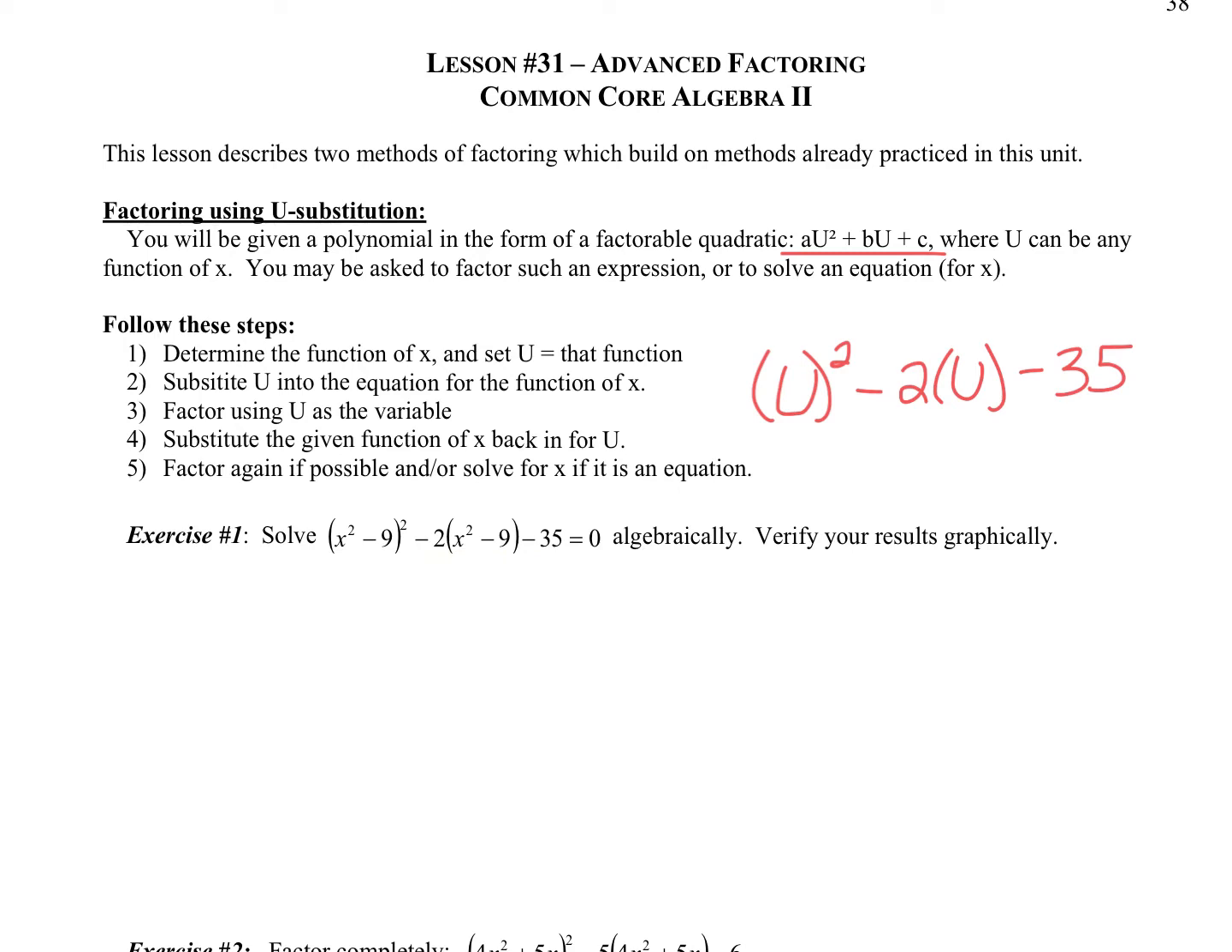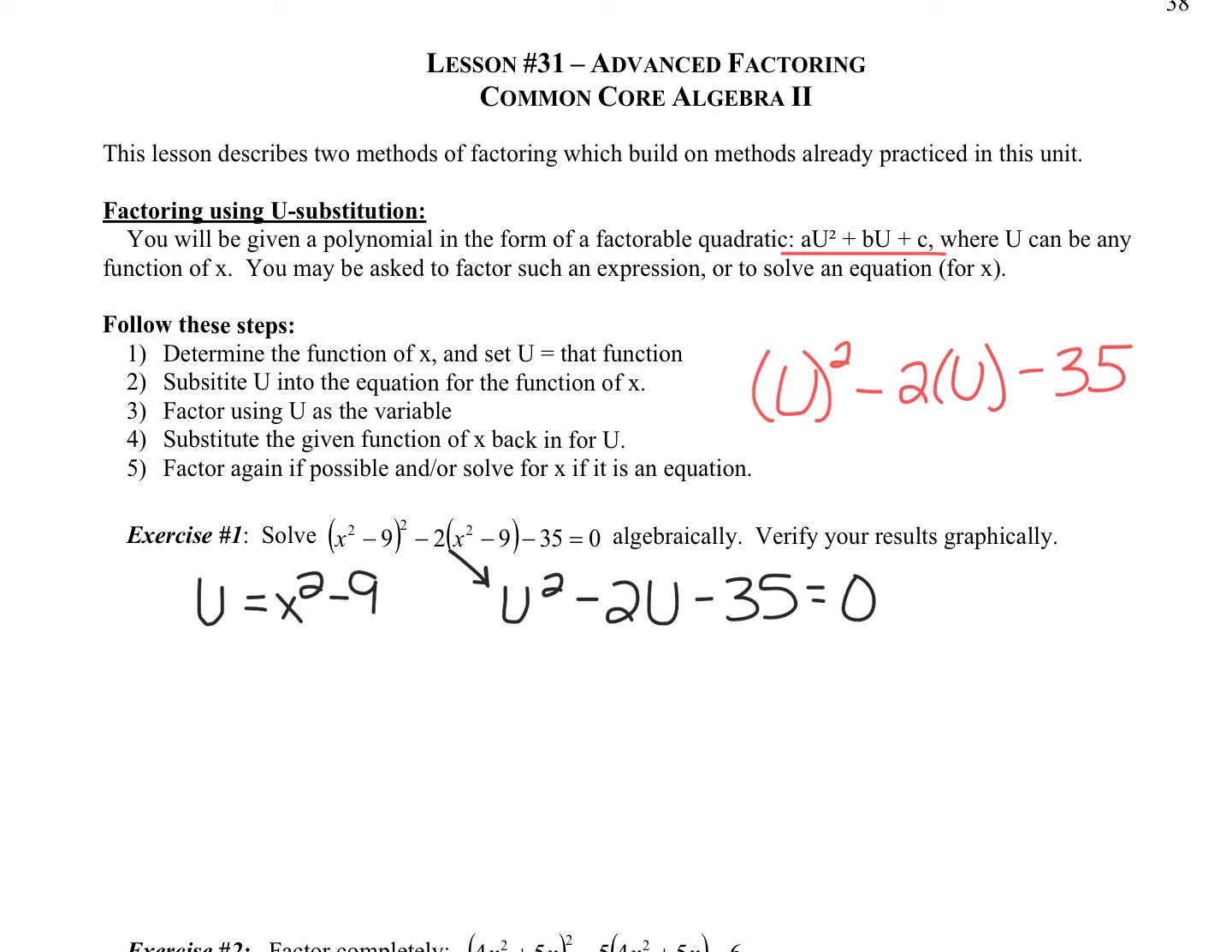The first thing we do is determine the function of x and set u equal to that function. The thing that's being squared and then by itself the second time is x squared minus 9. So we're going to say u equals x squared minus 9. Then we're going to substitute u into this equation. So we have u squared minus 2u minus 35 equals 0, because we're plugging u's in for all the x squared minus 9's. Now we should have something pretty easy to factor.